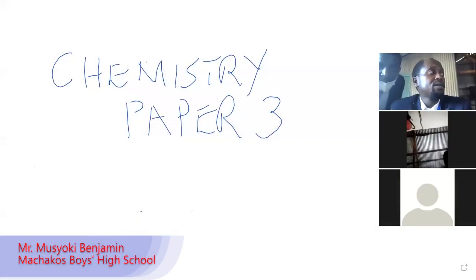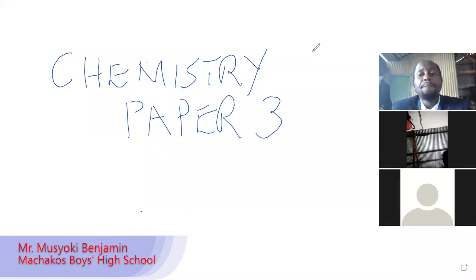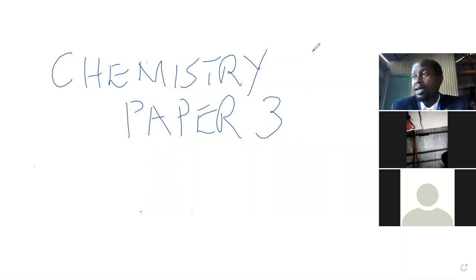There is paper 1. The code is normally 233/1. Then we have another paper, 233/2, that is chemistry paper 2. And there is 233/3, chemistry paper 3.